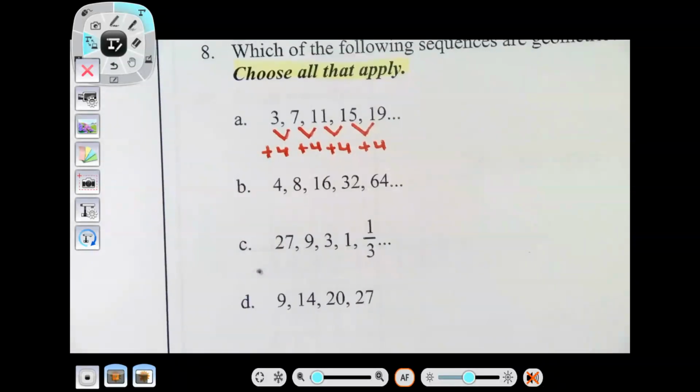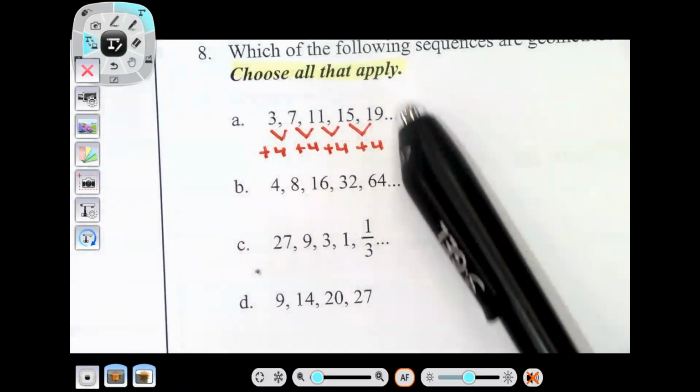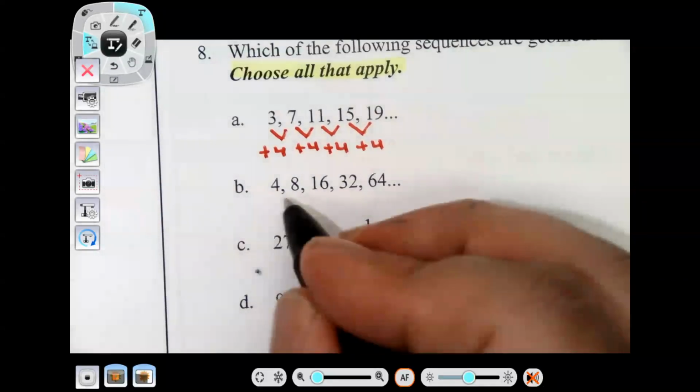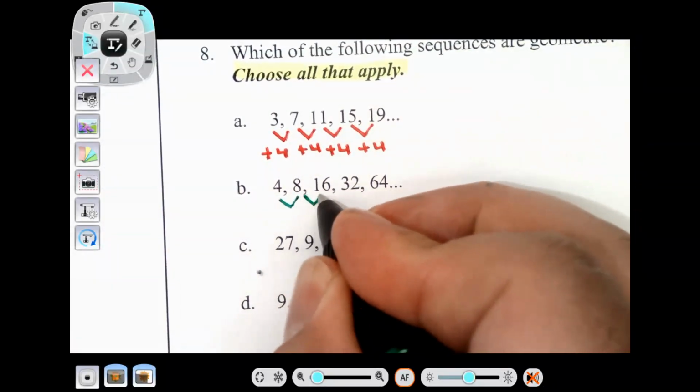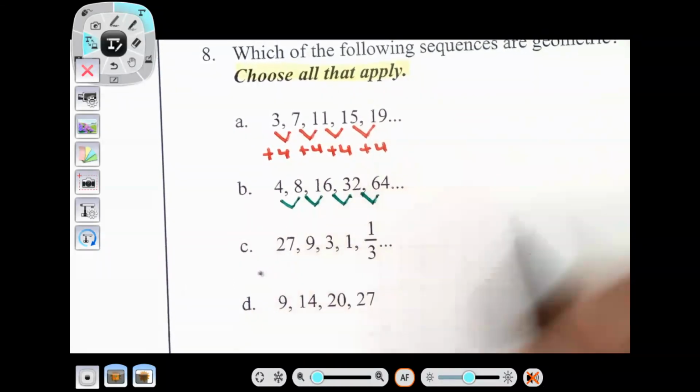All right, let me look at my next one. Remember, choose all that apply means you've got to do all of them. Well, I see this list is also getting bigger too. So it's either multiplying or adding. Those are my 2 options.